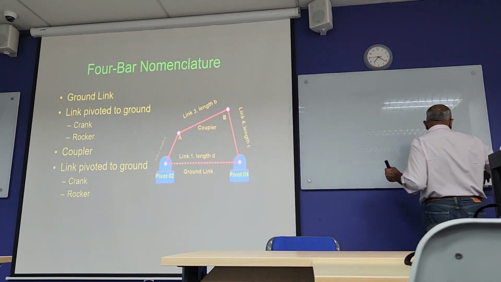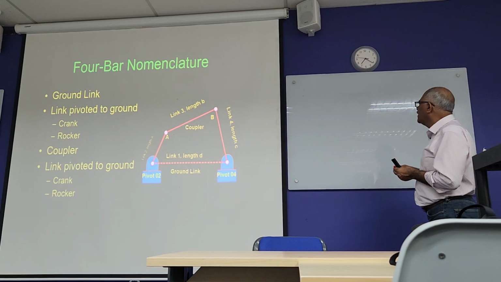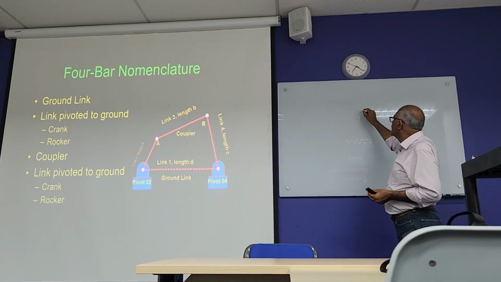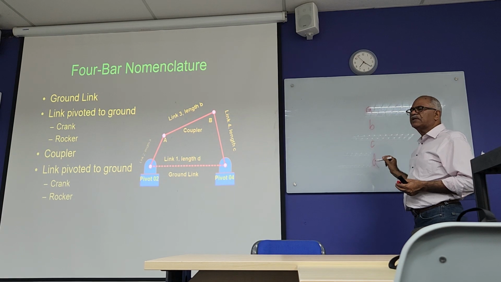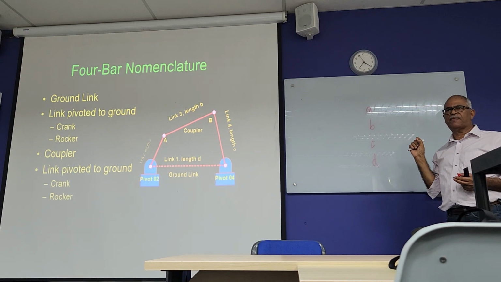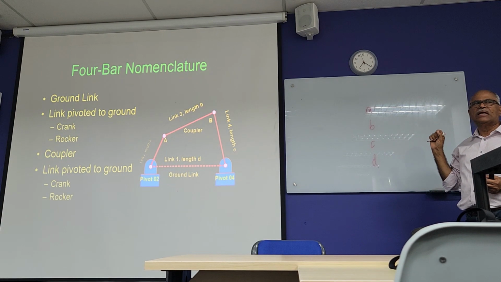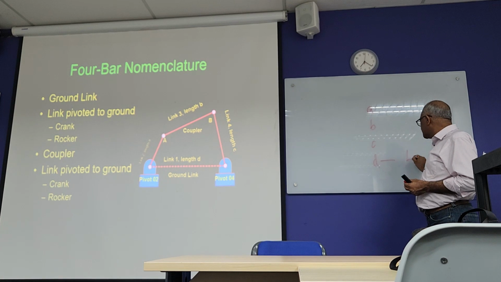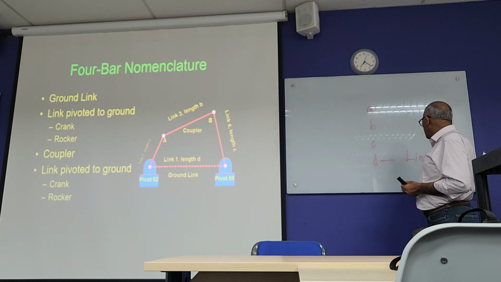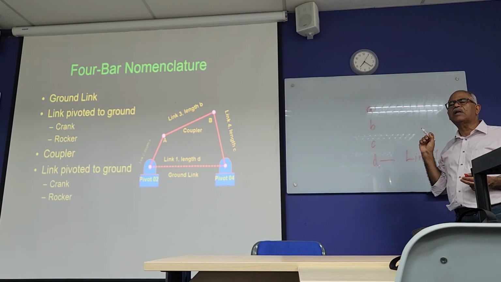So there are 4 links, right? So we'll be writing A, B, C, D to represent the length of the links. So D is always your length of link 1. That means the ground link.